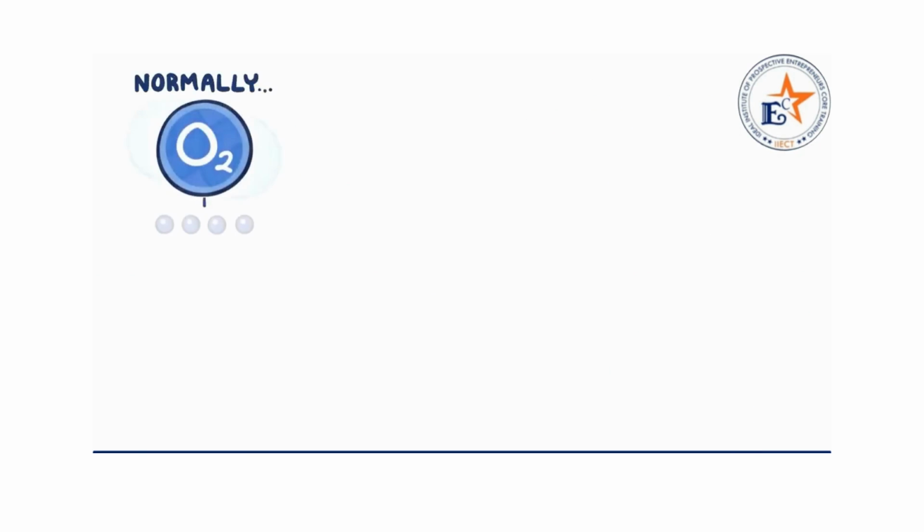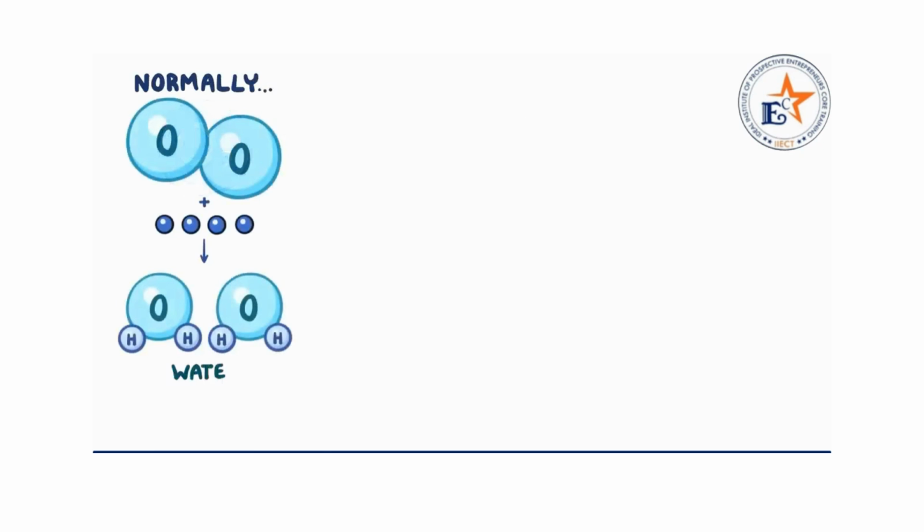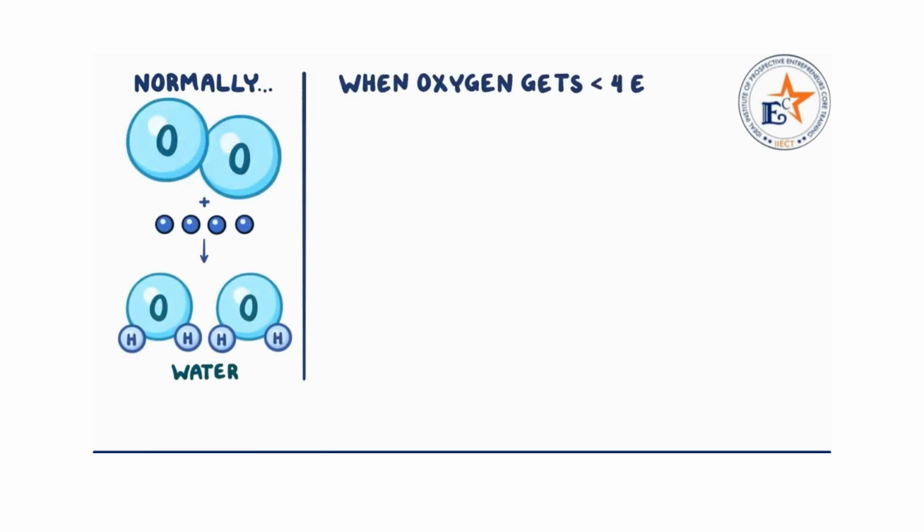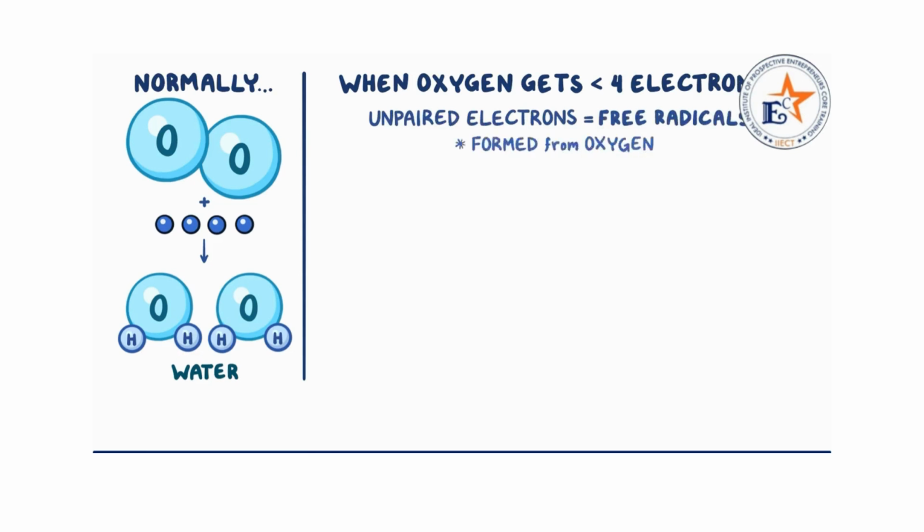Normally, when oxygen gets 4 electrons, it gets converted into water. But when oxygen doesn't get all 4 electrons, then it'll have unpaired electrons in its orbital, giving rise to free radicals. Since these are formed from oxygen, they're collectively called reactive oxygen species, or simply ROS.